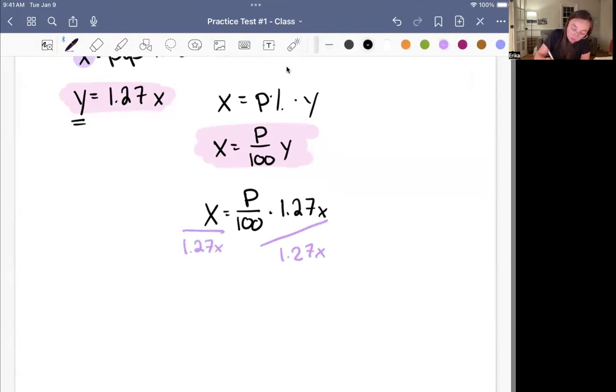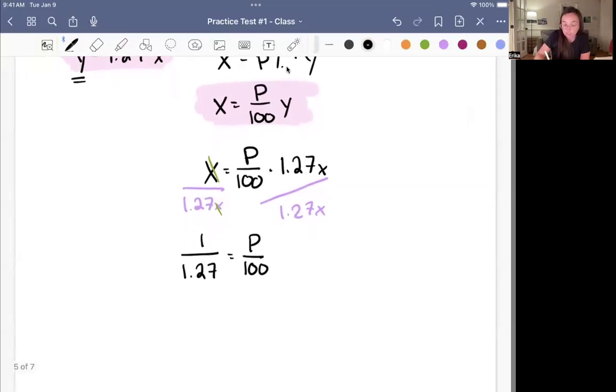On the left-hand side, these x's cancel, so we're going to be left with 1 over 1.27 equals p over 100. Now we want to isolate p. We're going to multiply both sides by 100. Oh, I should have done purple. Times 100.